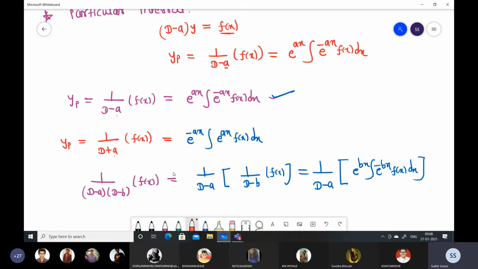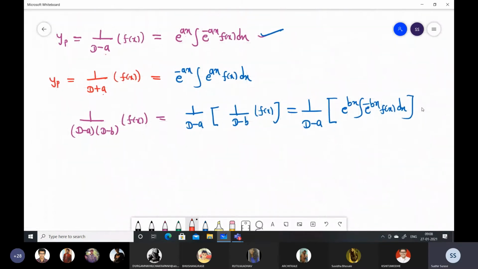Now let us solve some examples based on these three important formulas of finding particular integral. We already saw some examples. Now the next example: solve (D square minus 6D plus 9) y is equal to e to the power 3x divided by x. Now we have the right hand side as e to the power 3x upon x, and we want to solve this differential equation.